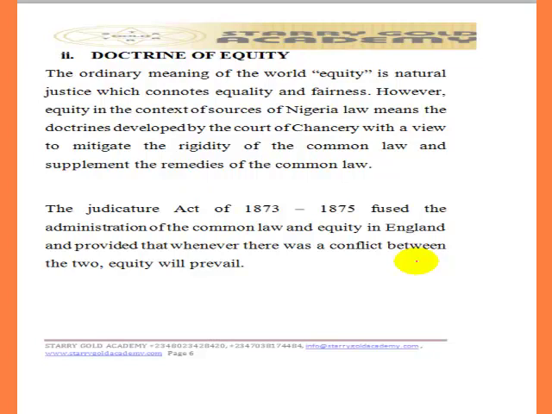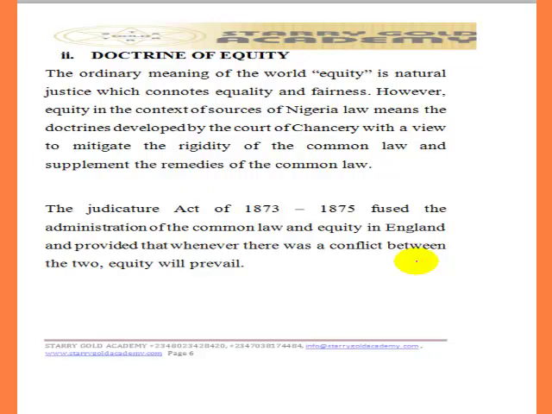So it then means that in England, where someone was not satisfied about the decision of the common law court or the court of the King's Bench, that court is also known as Court of Exchequer, Court of Common Pleas, the person was allowed then to come to the Court of Equity, that is Court of Chancery. So that means to appeal or to bring his matter to the Court of Chancery, and whatever decision the court will make, that will be the final decision. So that means that the king then placed the Court of Equity above common law. So that was what was happening in England then.